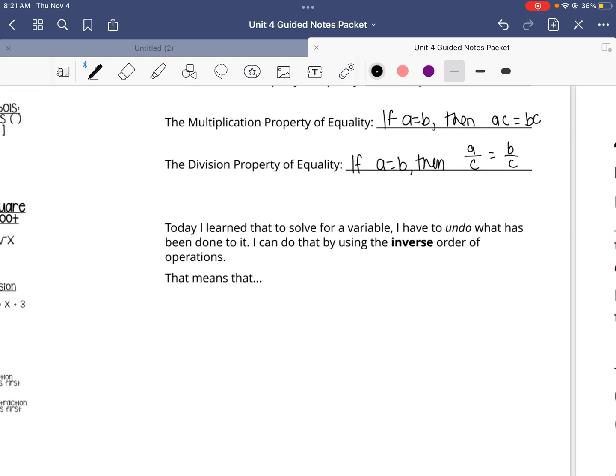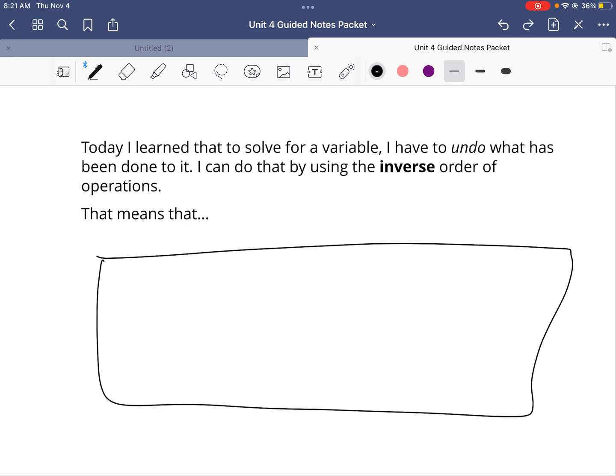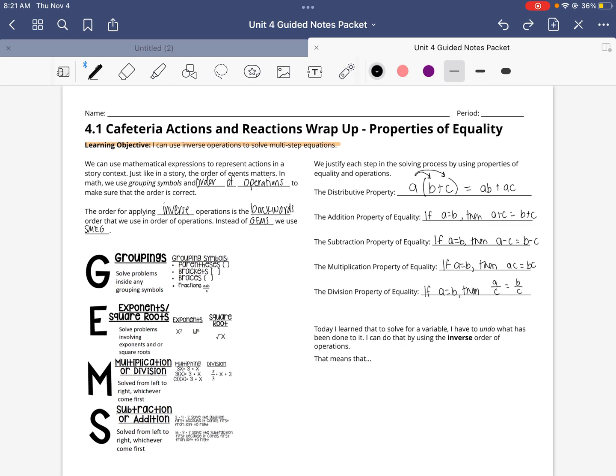So today I learned that to solve for a variable, I have to undo what has been done to it. I can do that by using the inverse order of operations. So here's your chance to write down, what did you learn from the Nearpod and from this? What was really important to you that you need to write down and remember? Okay, so that should do it for 4.1 notes. If you have any questions or need any help, please come see me, and I will see you all in class.